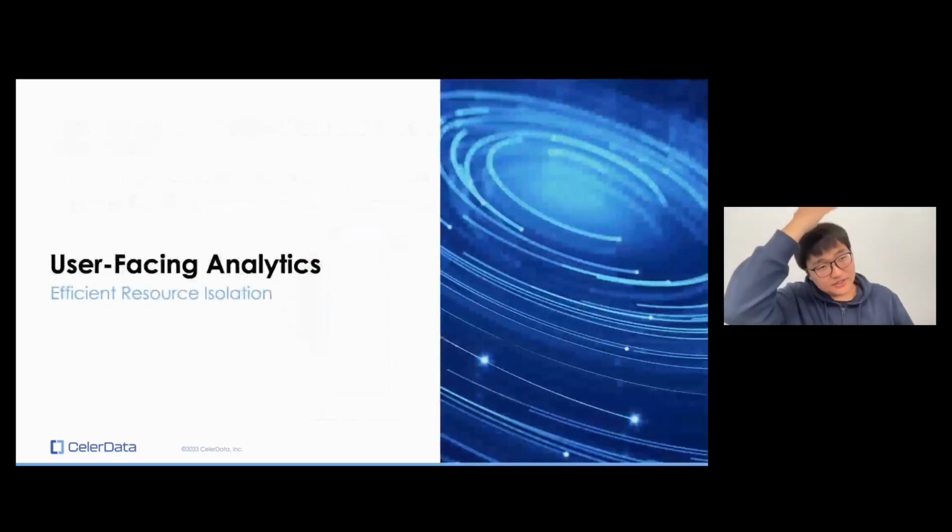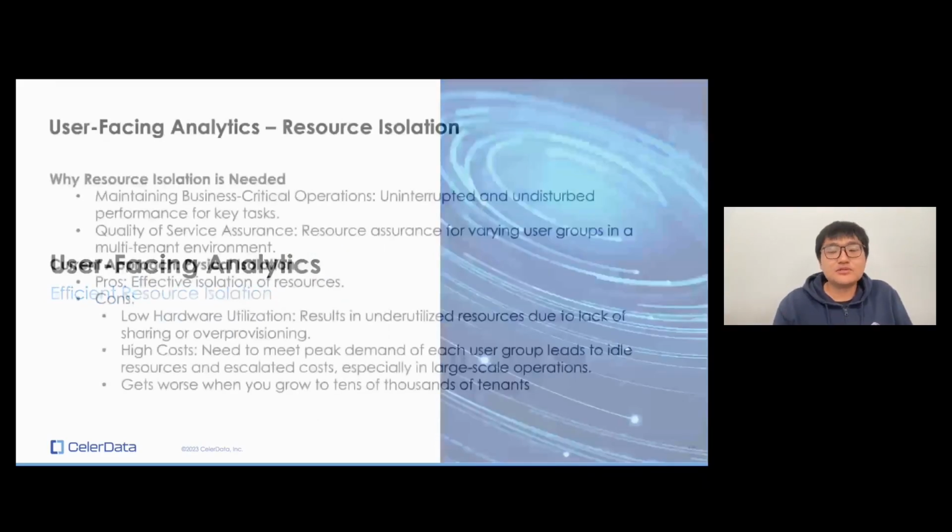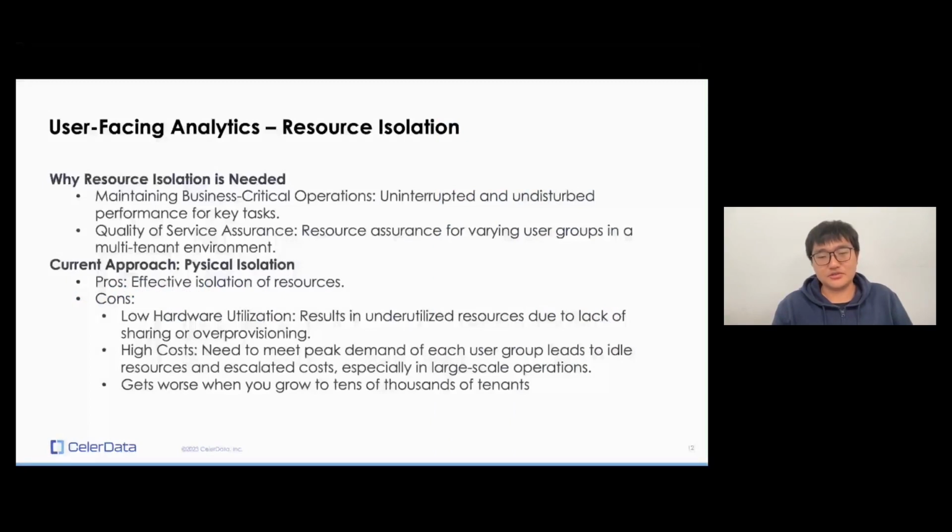And the next one is efficient resource isolation. So let's talk about why we need resource isolation in user-facing analytics. Imagine you have 1,000 users, and a lot of them are probably a little more important, and you want to maintain your business critical operations so they're not interrupted or disturbed by other tasks. You also want all of your users to have a certain user experience, so ensure that you have a minimum amount of resources ready there.